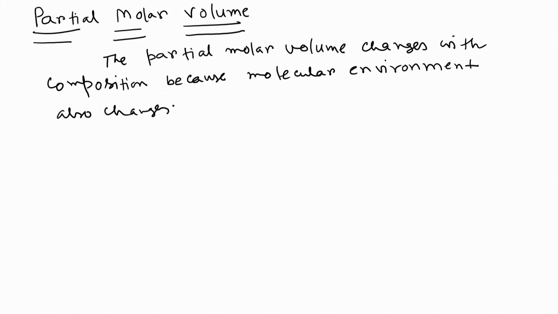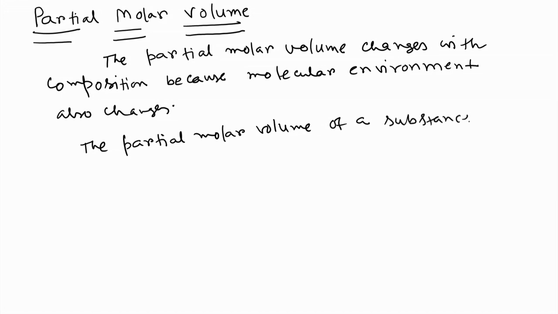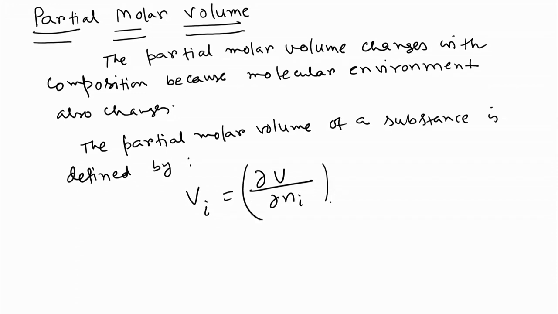Okay, so the partial molar volume of a substance is defined by Vi, right, Vi is del V by del Ni at constant pressure, temperature and keeping the number of moles of the other components fixed.